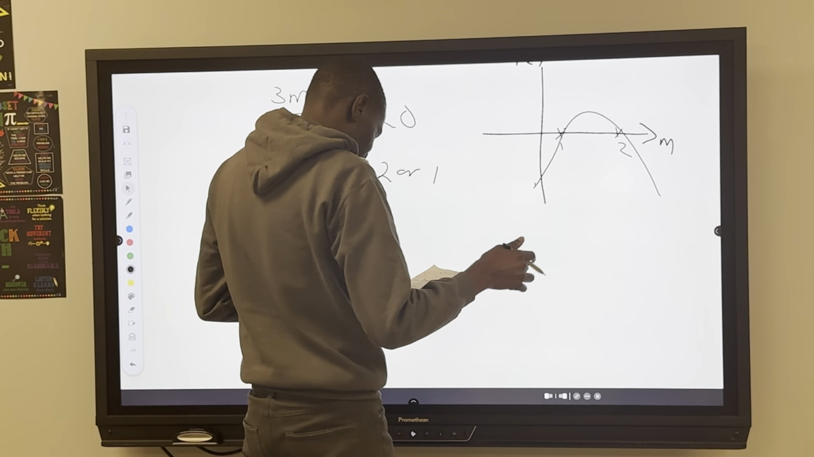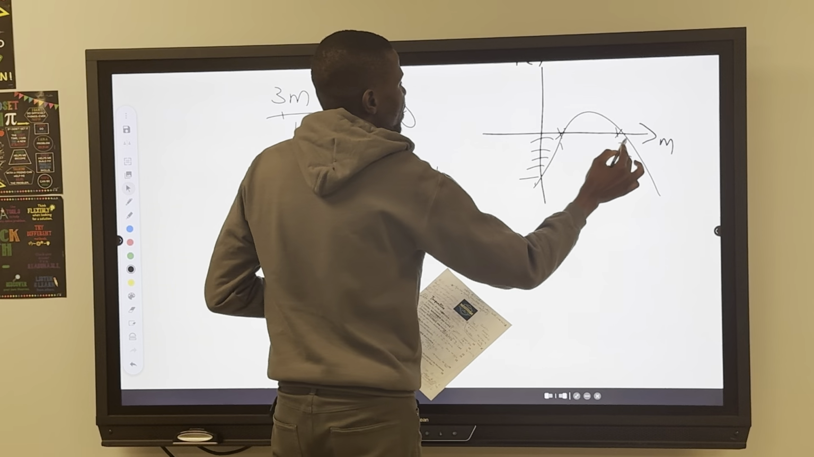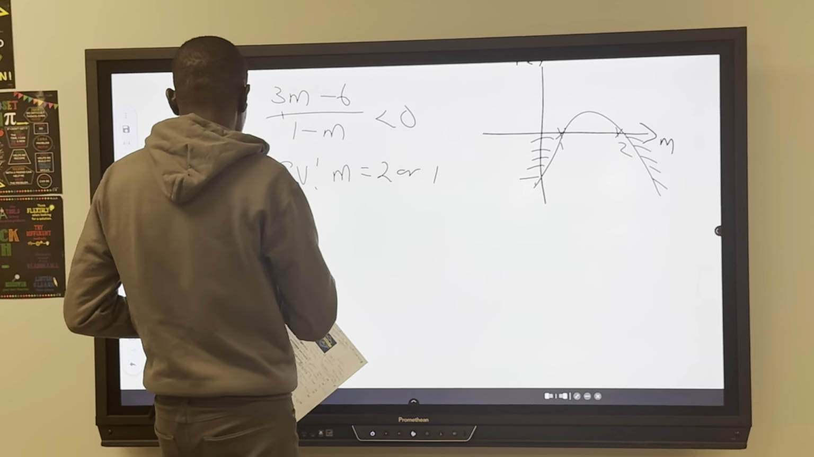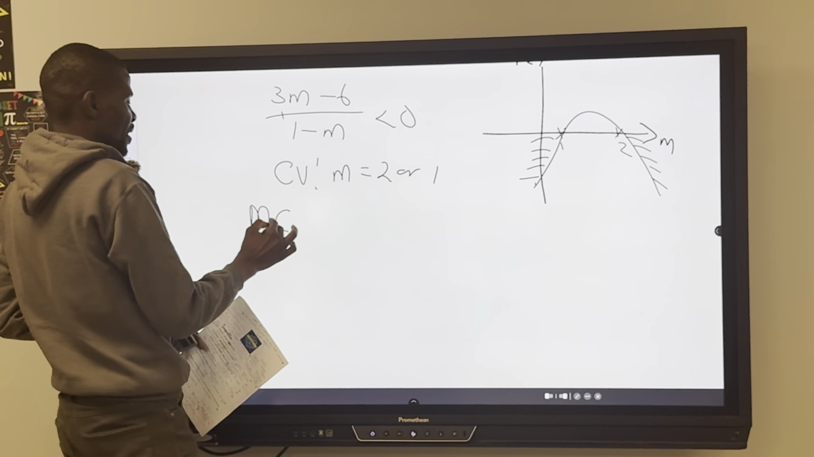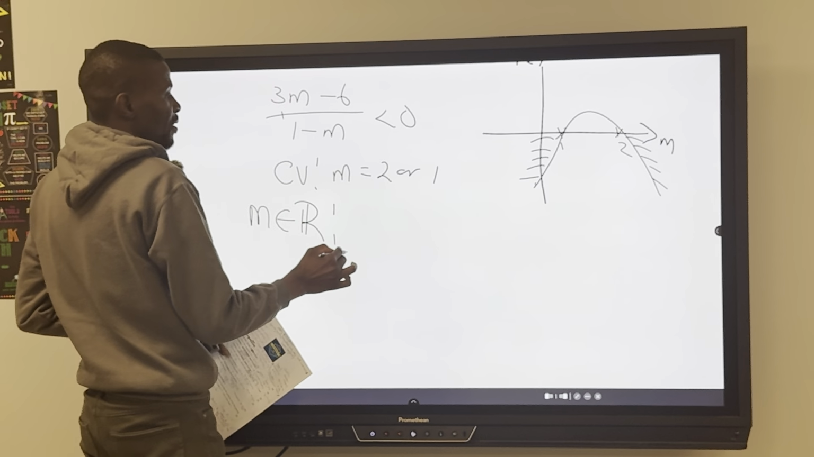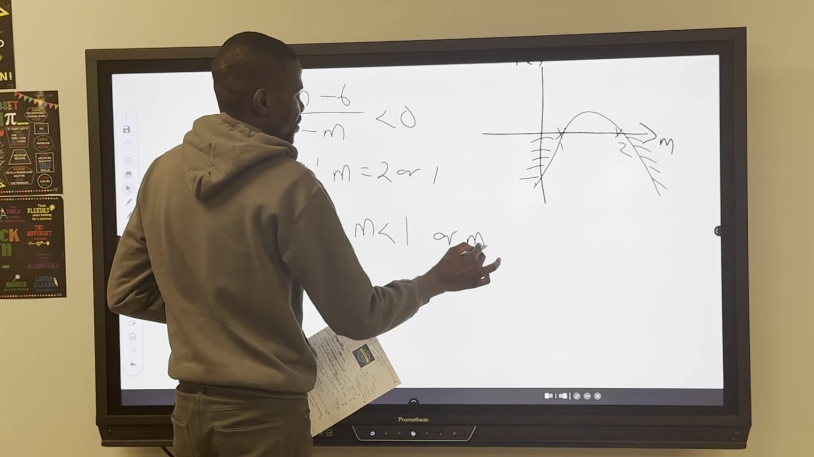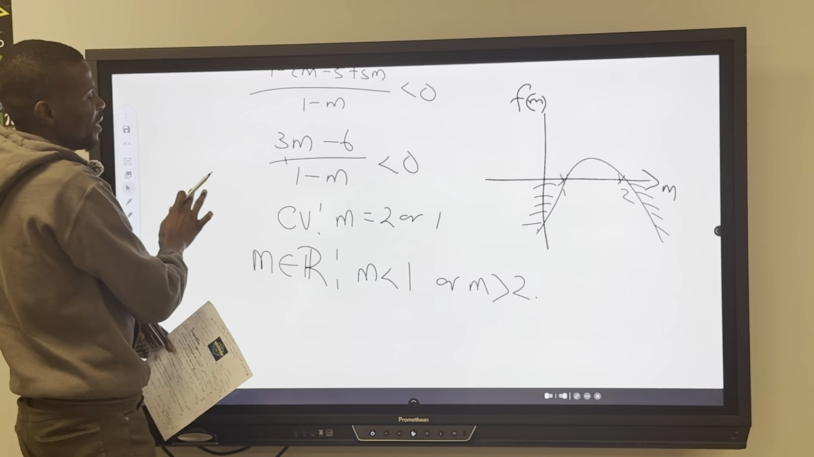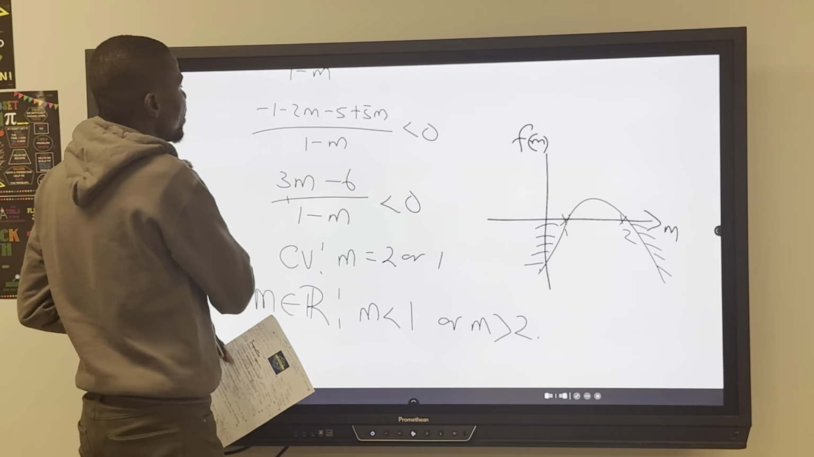Okay. So now you have this part here and that part that is less than 0. So the solution set is m is an element of real numbers such that m is less than 1 or m is greater than 2. And guys, it's something that you can check. Let's see how true this is. I just want to pick 0 here, right?